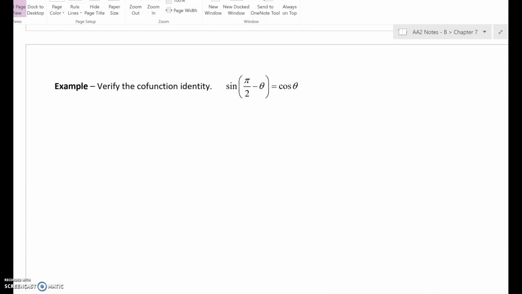Another way is to verify identities. So remember last class we had the cofunction identities that we didn't really do the proofs over. We could have done them with the unit circle and showed that, but we can actually do a verification now with our formulas. So sine of (π/2 − θ), we can remember our sine minus formula, so I'm going to write it, is sine of x cosine of y minus cosine of x sine of y.